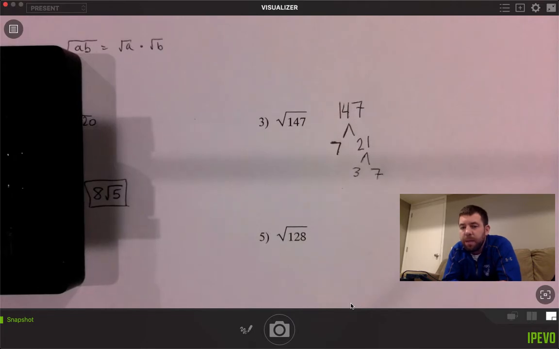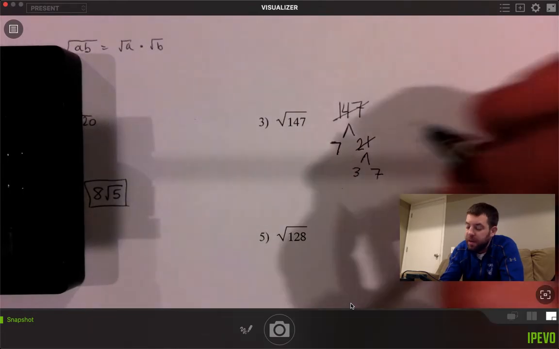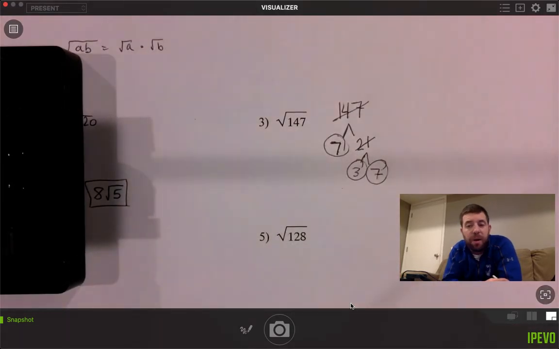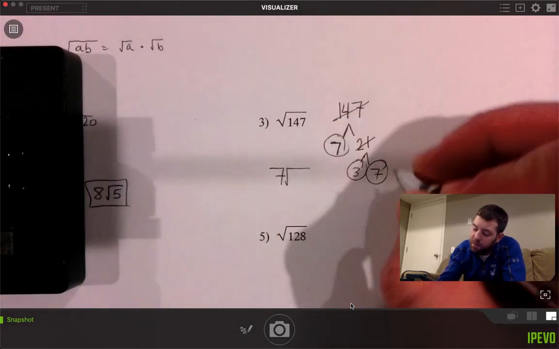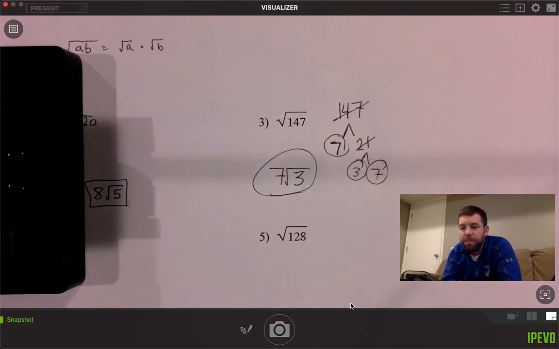Now, key here, guys, is when I break something down, I like to cross them out and circle my prime numbers. Remember, prime numbers are numbers that only 1 and itself can go into. So I have 2 7s and a 3. If you get a pair, they come outside the radical. So I've got a pair of 7s, so I'm going to have 7 radical, then my leftover, which is 3.